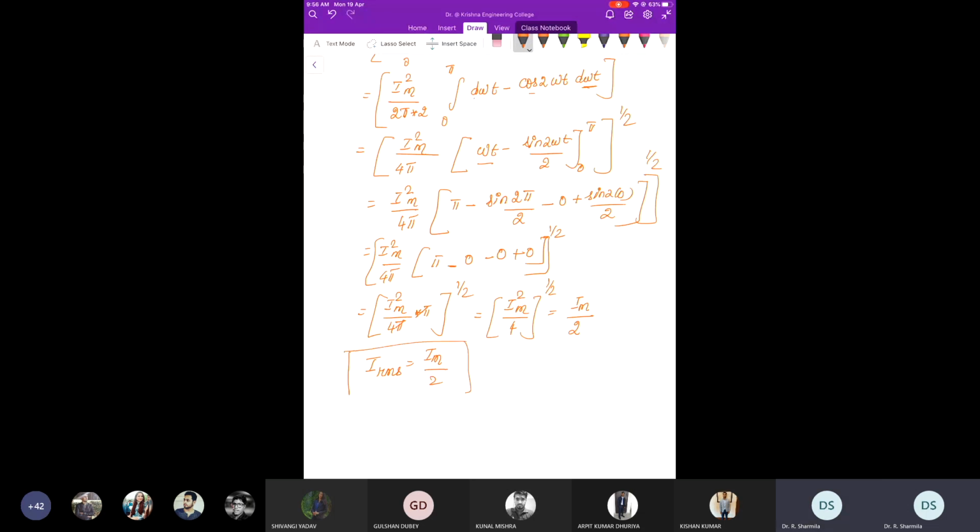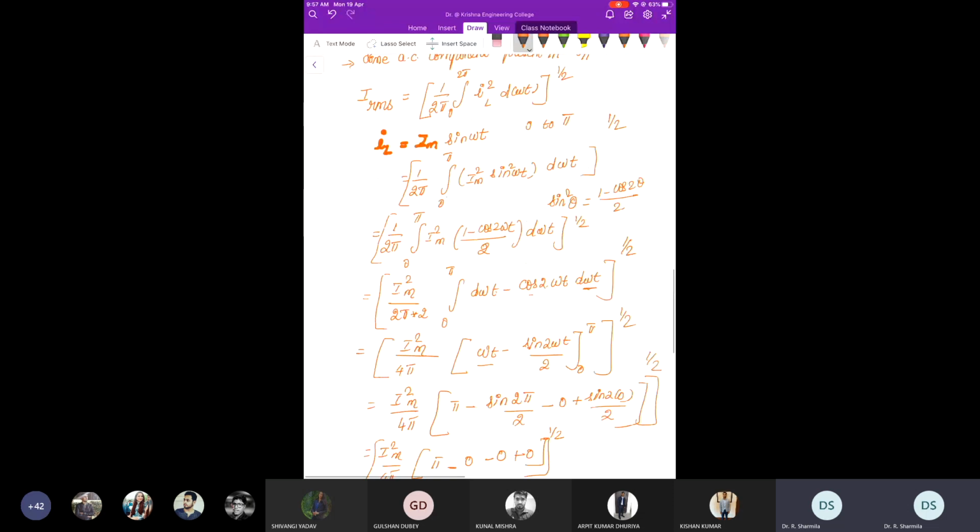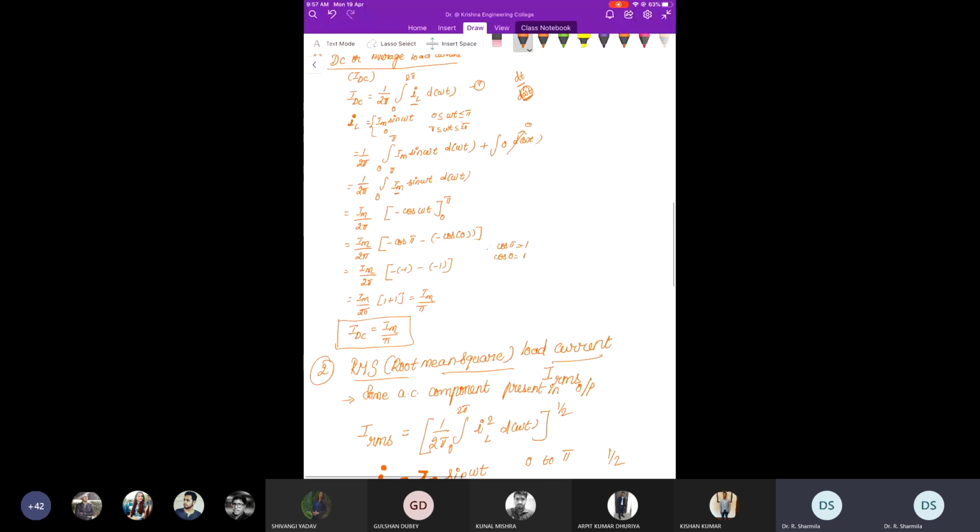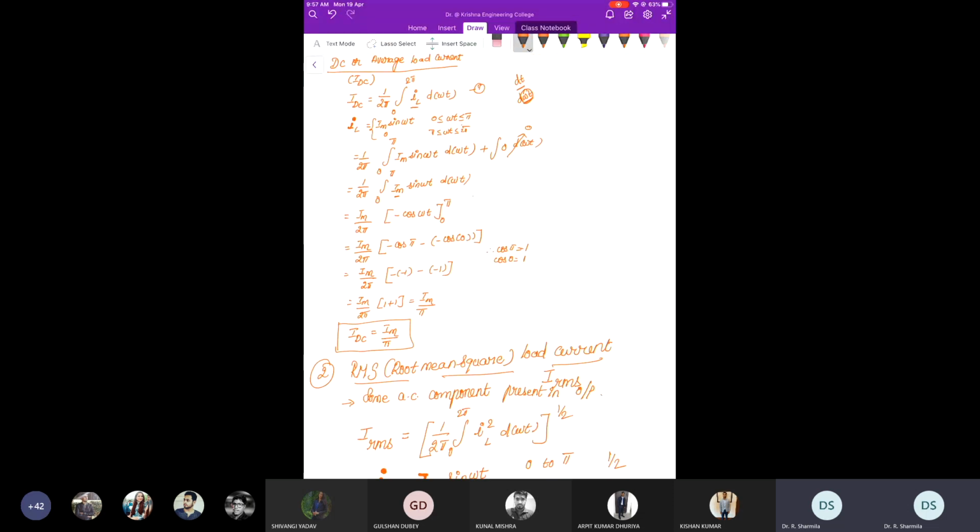Now we have got how much AC component is in the output and how much DC component is in the output. Next we are going to calculate other parameters like ripple factor, to calculate the percentage of AC component in the output. Time is almost over, so in the next class I will continue with the remaining derivation.